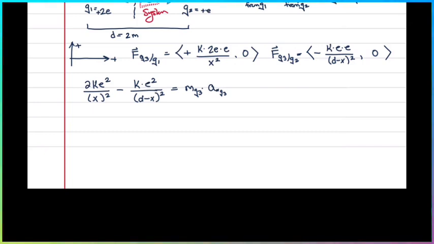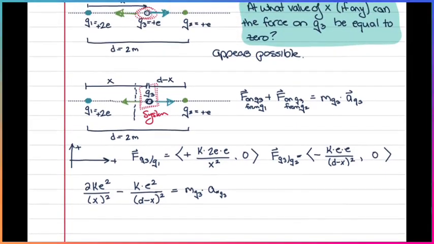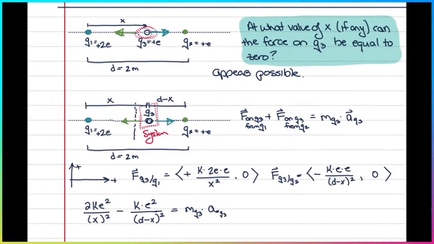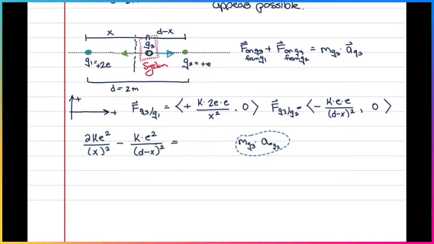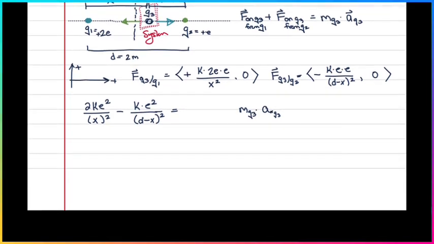Now what are we trying to do again? The goal was, is there a location where the net force is equal to 0? So I didn't even need to write equals ma, because really this is F net on q3, which of course is equal to m q3 times a.